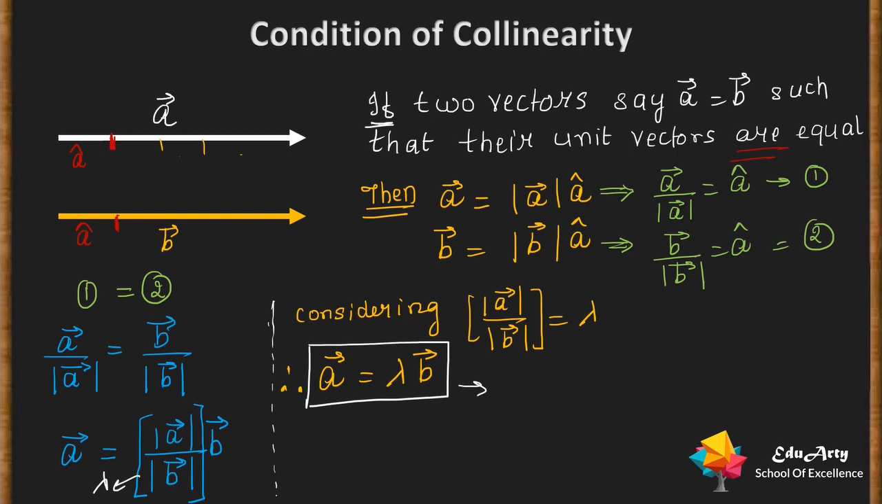If they are equal in such a fashion that their unit vectors are the same. Now if we have any other vector in the opposite direction, then what will happen? Remember, both these vectors are in the same direction. Now we can have vectors in the opposite direction. So what will happen if the vectors are opposite?